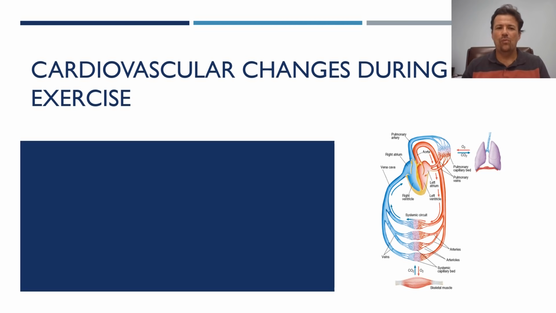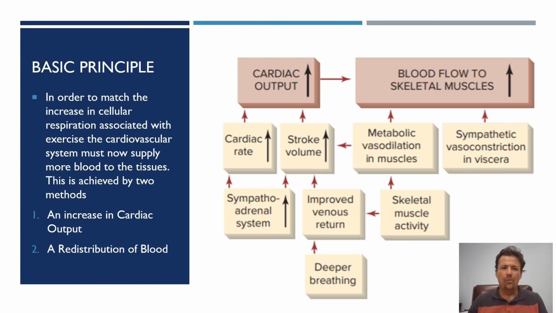We're going to go on to look at what are some of the cardiovascular changes that take place during exercise. Now, the basic principle we said at the beginning is that in order to match the increase in cellular respiration, we have to supply more oxygen to the body to burn the fuels of the body. And that basically means two things have to occur. One, there's an increase in cardiac output. And two, we want to get more of the blood flowing to the muscles where it's needed than other organs in the body where it's not as relevant at this particular time.